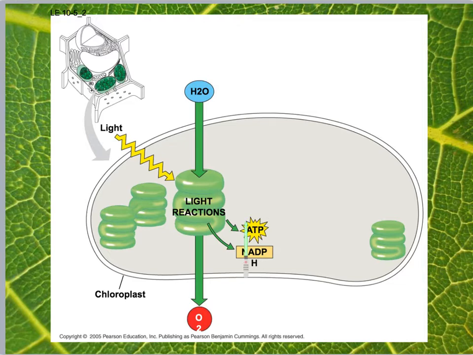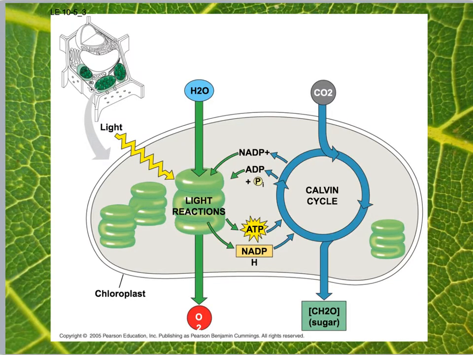I don't know why, this is a little bit of a typo, why the H is down here. It should be up there. It's just a spacing thing, how this PowerPoint was converted. Those things feed into the Calvin cycle. The Calvin cycle then takes carbon dioxide to make sugar.